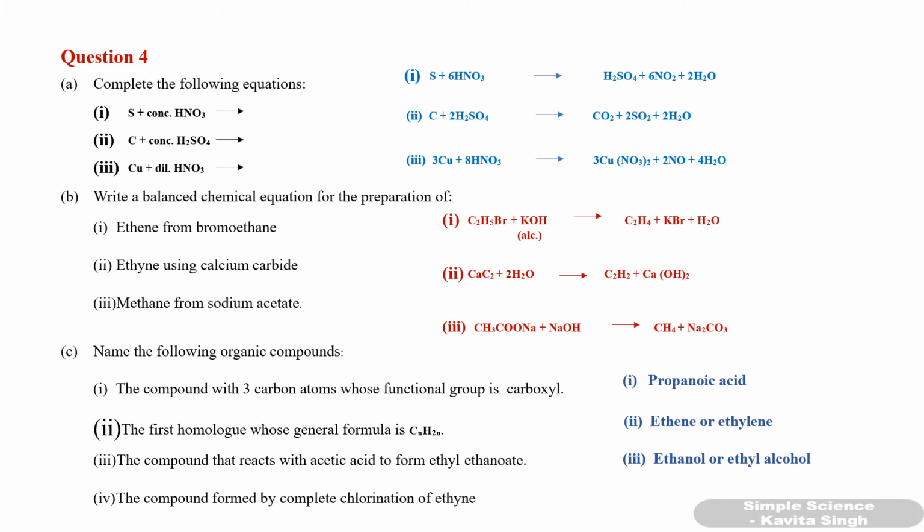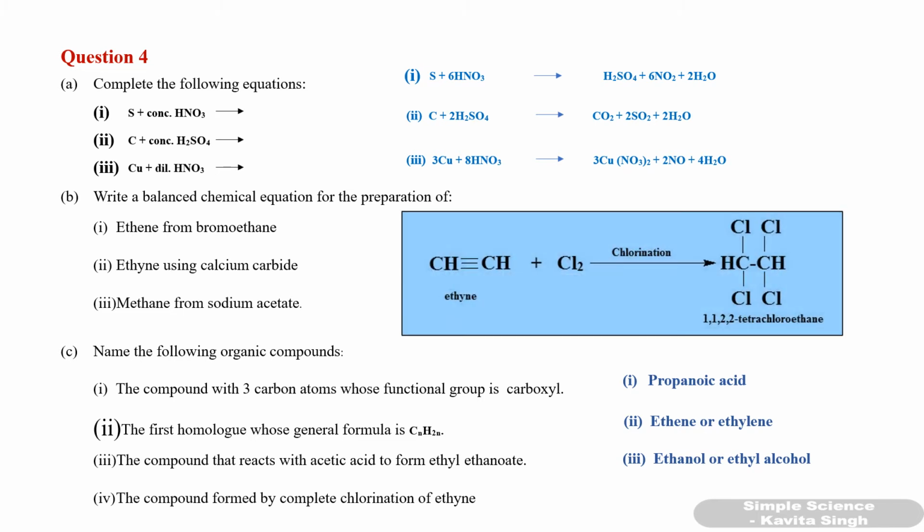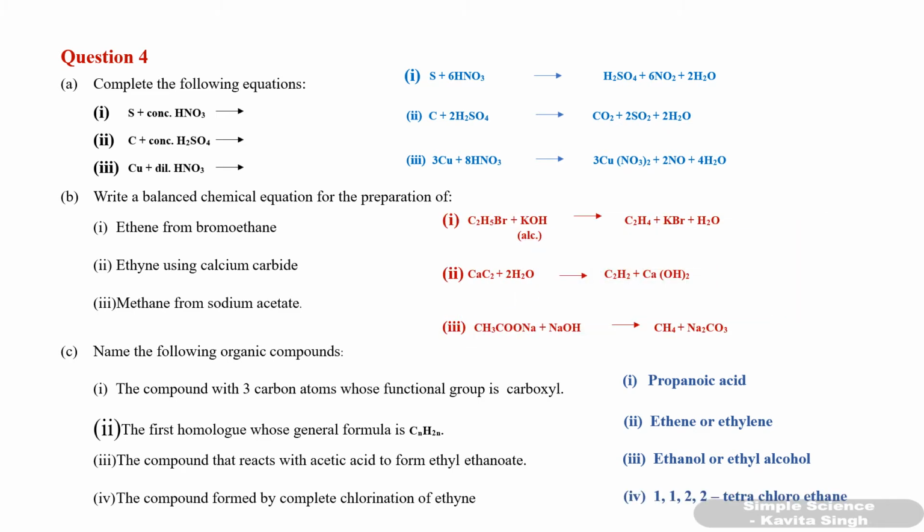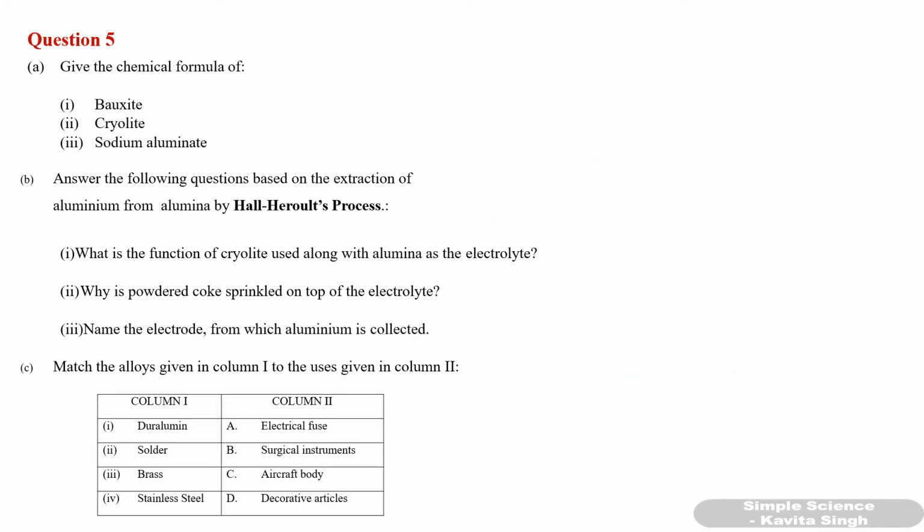Okay. Fourth one, the compound formed by complete chlorination of ethine. So when ethine is completely chlorinated, it forms 1122 tetrachloroethane. Okay. Next question, question number 5. Give the chemical formula of bauxite, cryolite and sodium aluminate.